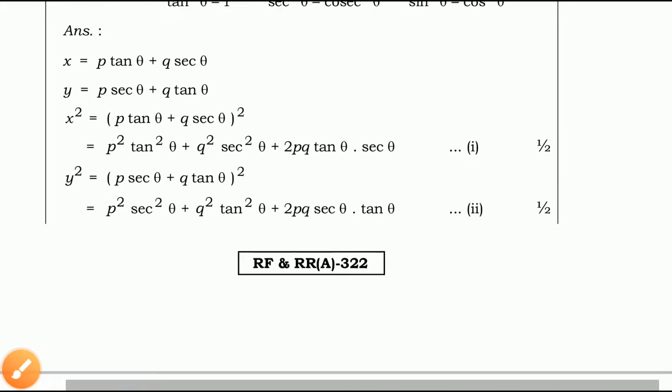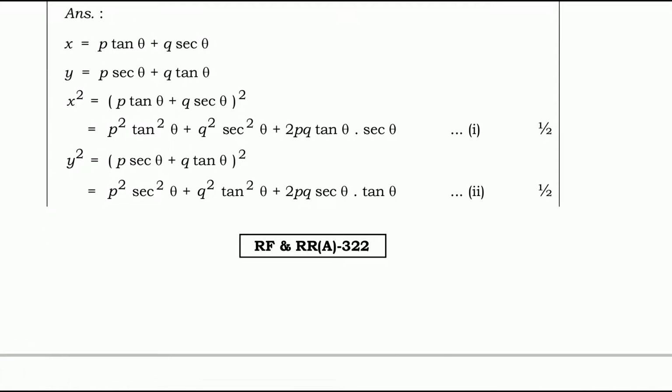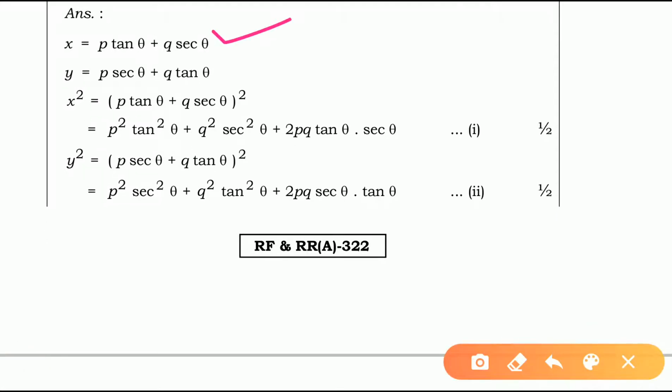Here x is given, that is x is equal to p tan theta plus q sec theta, and y is equal to p sec theta plus q tan theta. Squaring on both sides we get x square is equal to p tan theta plus q sec theta whole square. Here we know the a plus b whole square formula, and by using that we expand x square like this.